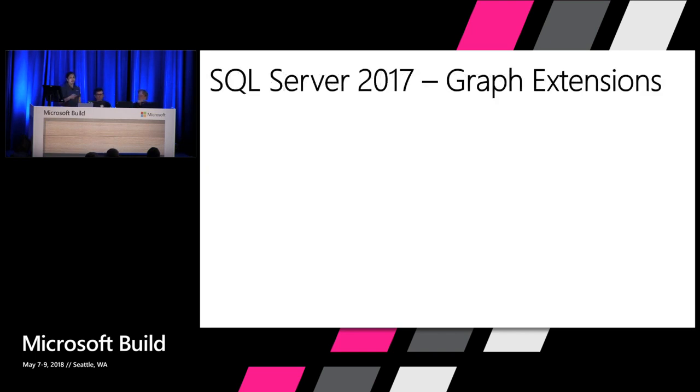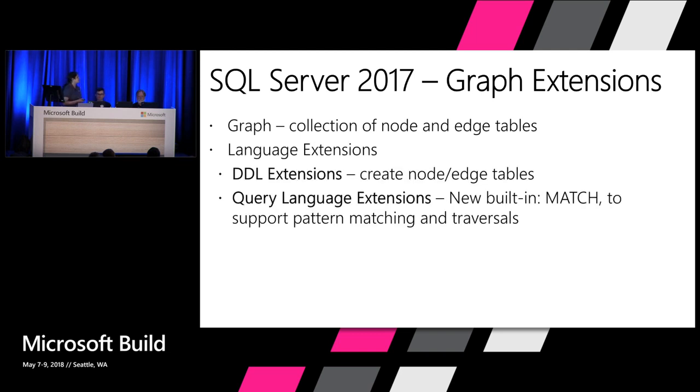All right, so with that, now let's find out what's new in SQL Server 2017 and Azure SQL Database. You can now create a graph, which is a collection of nodes and edges. We model nodes and edges in the database as tables. So when you create a node type, like let's say a person node type, you will actually be creating a node table. And if you create an edge type, you will be creating an edge table. And every row in that table represents a node or an edge in your database.